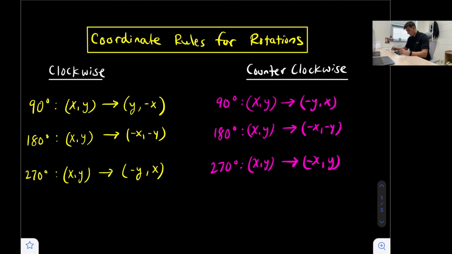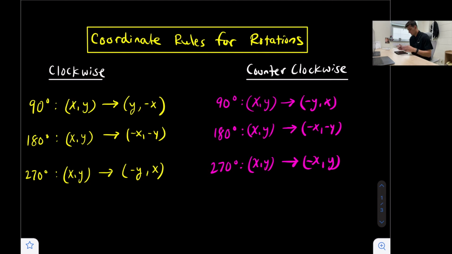So for clockwise rotations, we have a 90 degree, a 180 degree, and a 270 degree coordinate rule. Okay, so for 90 degrees, notice (x, y) is our starting coordinate, and we are making our x coordinate opposite, and then we flip the position. So it's (y, negative x). For 180, the x and y stay in the same place, they just both become opposite, so (negative x, negative y). And for 270, similar to a 90 degree rotation, we make y opposite this time and we still flip the position of those terms.